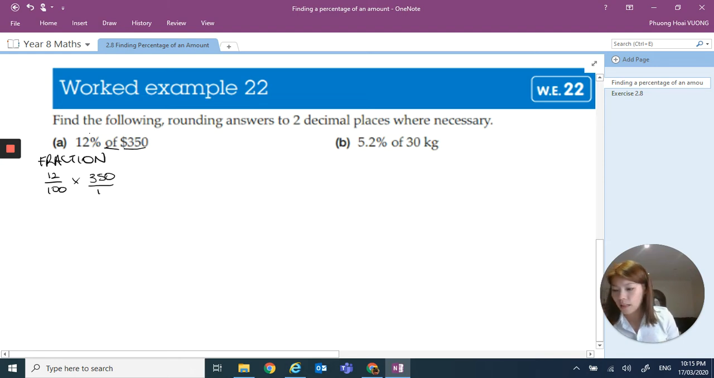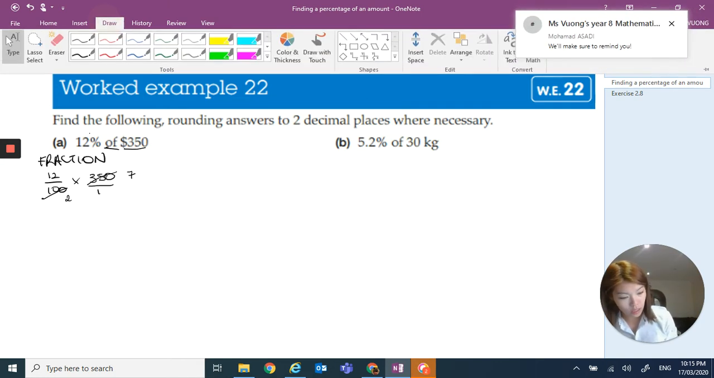Now, how do we cancel this? What numbers can we see? The most obvious one is 50. 50 into 100 goes twice, and 50 into 350 goes 7 times. Now we have 12 and 2. We can cancel it further, or you can multiply across. I prefer to cancel it. So anytime you see a number on top and a number at the bottom, you can cancel.